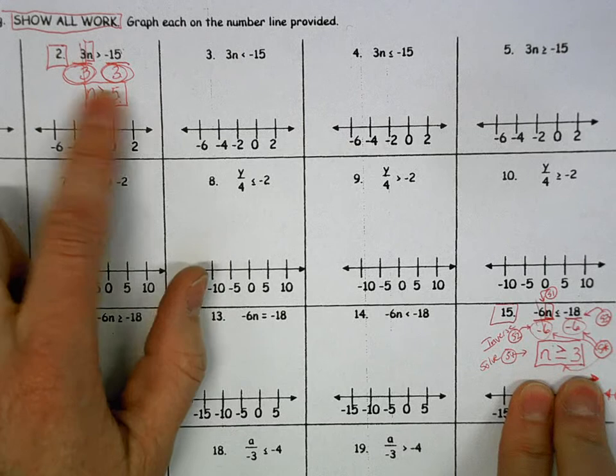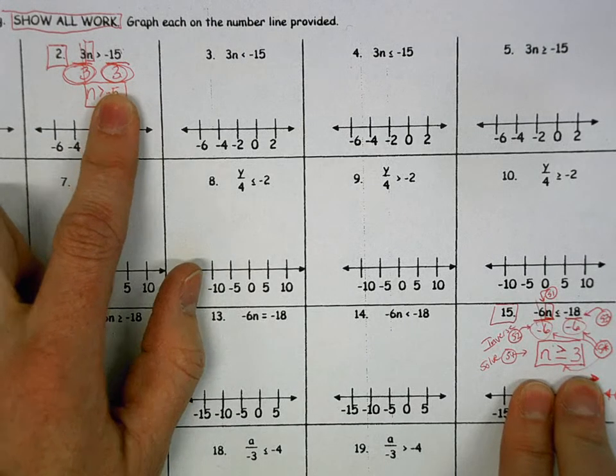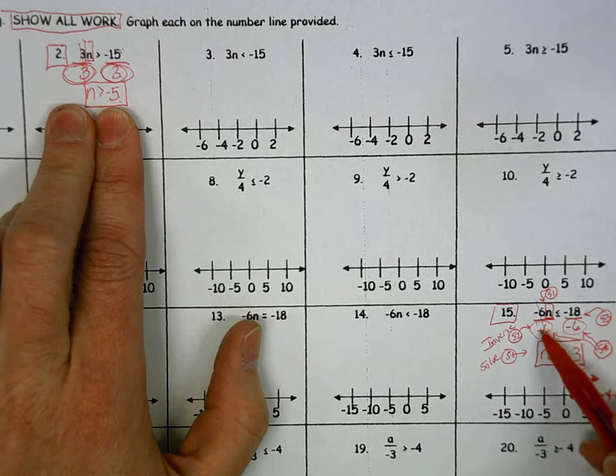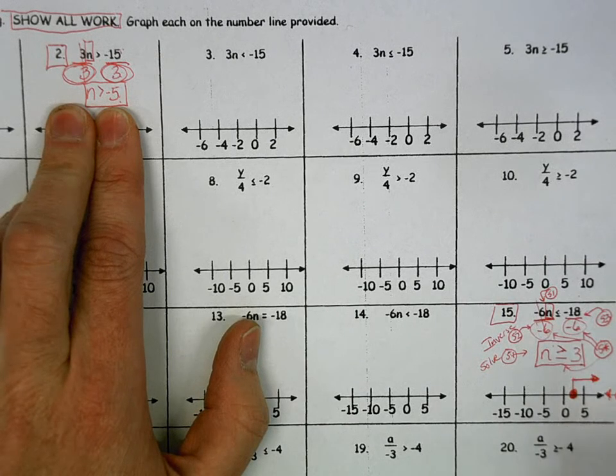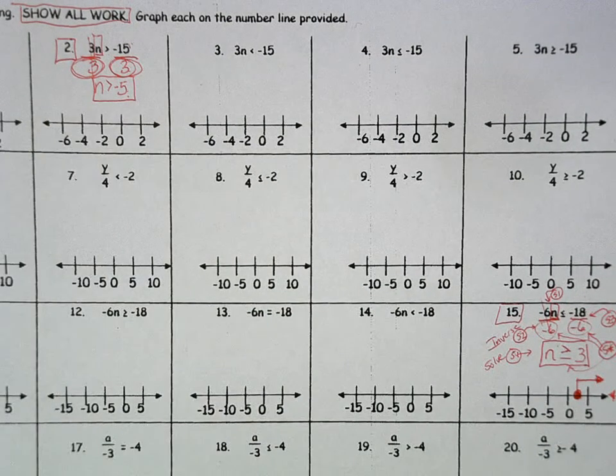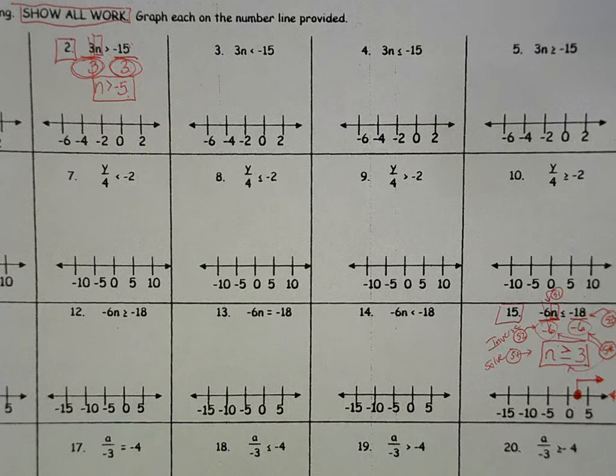This one, we have a positive divided by a positive number. That's why we did not flip the sign. We reversed the inequality. This one, we're dividing by negatives on both sides. That's why we did reverse the sign or flip the sign. Okay. Any other questions?